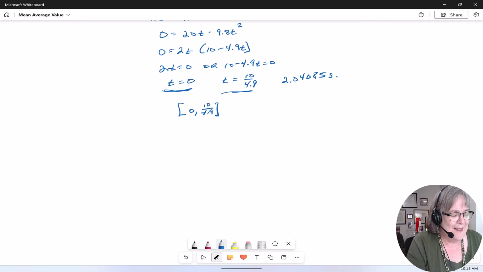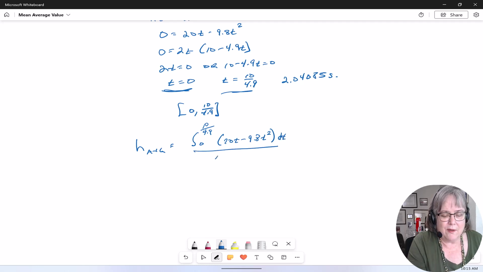All right. So how do I find the average height? I find the area of the whole function of 20t minus 9.8t squared dt over 10 over 4.9 minus 0.